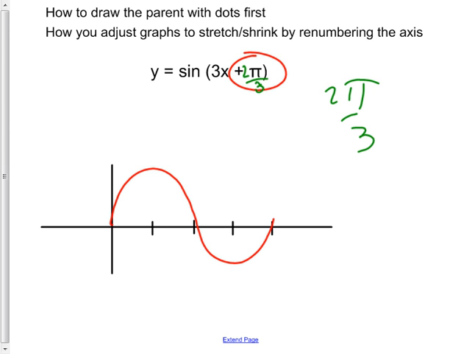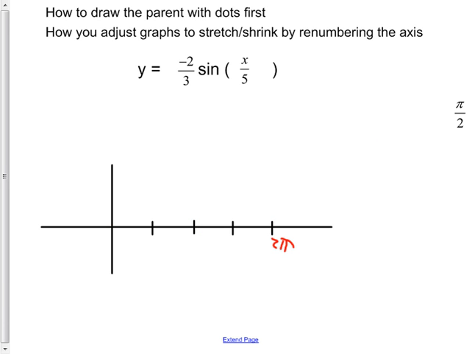All right, moving on. This one, I'd like you to just answer 2 questions in your notes. What's its amplitude? And what would its period be? Amplitude? 2/3. The amplitude is not the negative in front of it. The negative in front of it makes the thing flip. The amplitude is how high it goes, and that's going to be a positive number. Okay? Next thing, the period.